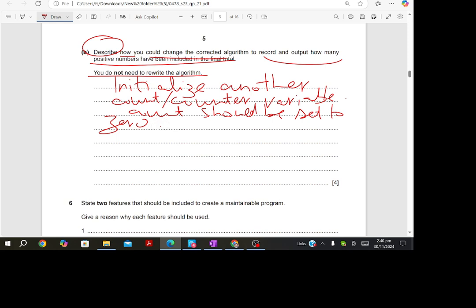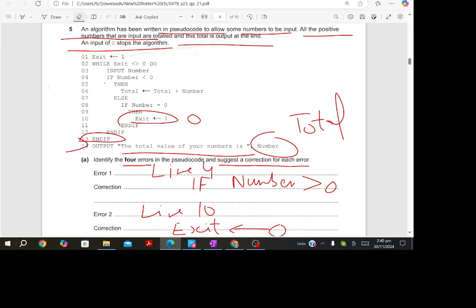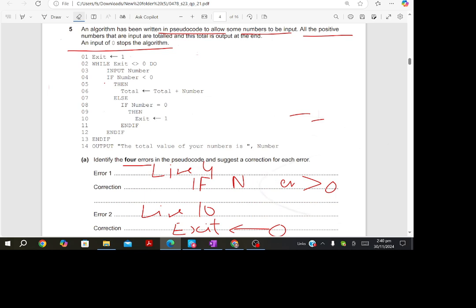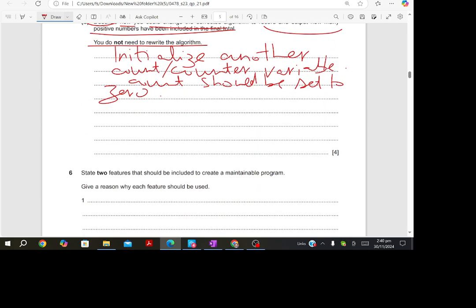After that there should be a statement added between line 5 and 7. What is that? If number is greater than 0 then count is equal to count plus 1, because we are counting the total numbers now. So you can say between line 5 and 7 add a statement: count is equal to count plus 1.